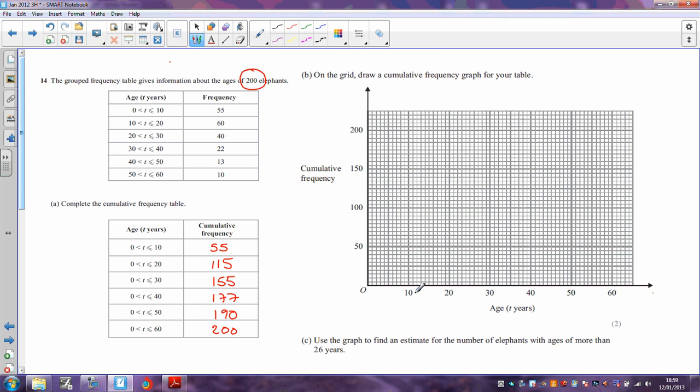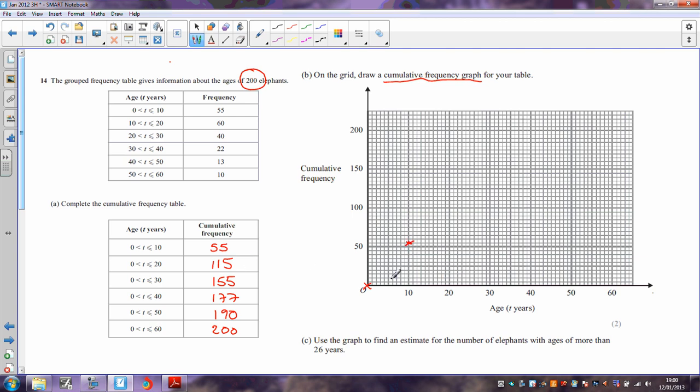So the cumulative frequency graph, main mistake here is plotting the points in the wrong place. So you need to understand what cumulative frequency is actually telling us. First of all, we can see that there are no elephants less than 0 years old, obviously, so I can put the graph going through 0, 0. We then have 55 elephants less than 10 years old, so I'm going to put that here on my graph.